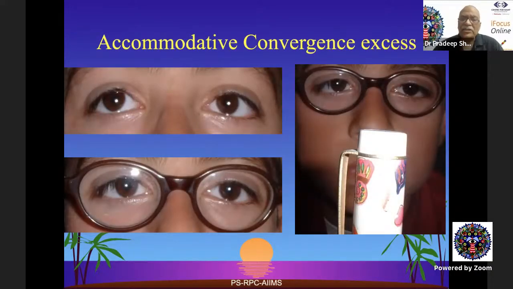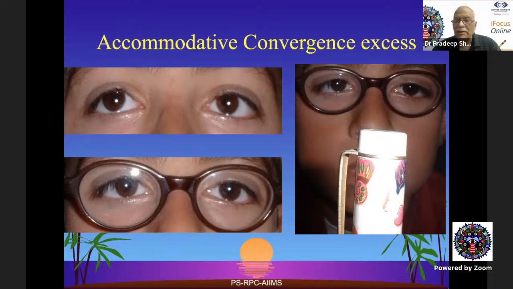If there is a convergence excess, how do we know that? Now, what you see in the left-hand side pictures, the person is having esotropia. You give glasses for distance fixation. The eyes are straight. The moment you bring an accommodative target, now mind you, don't use a torch, but an accommodative target to make him see at near, you can see that the right eye has started having an esotropia. Now this is because of a convergence excess esotropia, because of the excess accommodation that is required for near fixation.